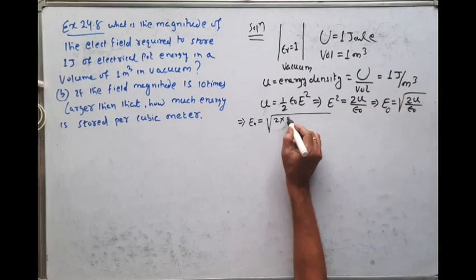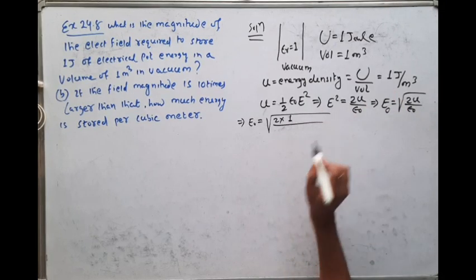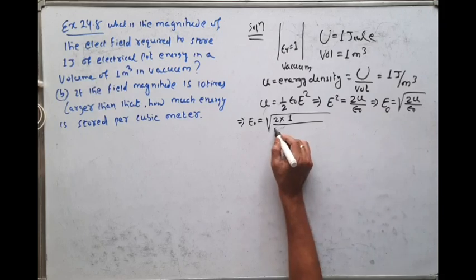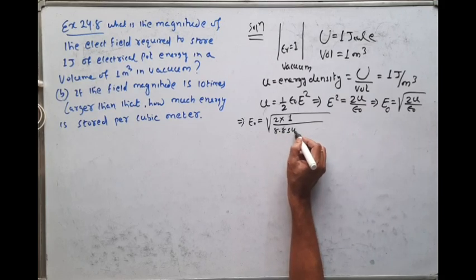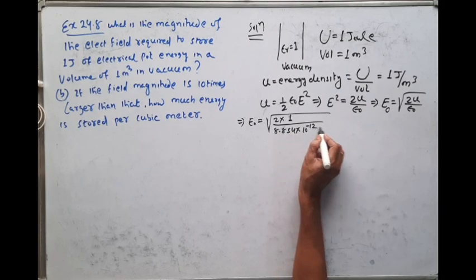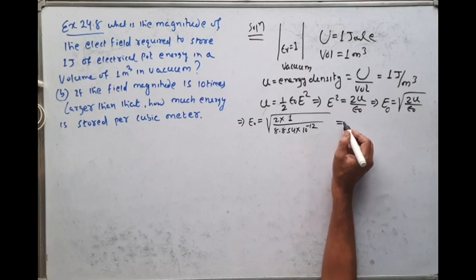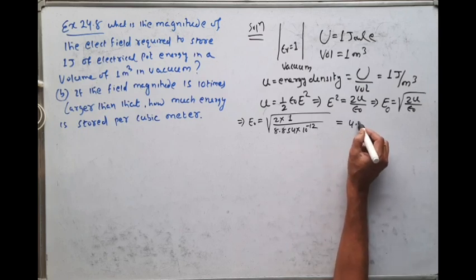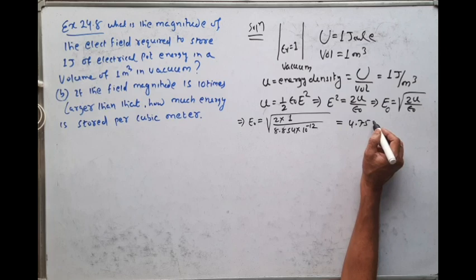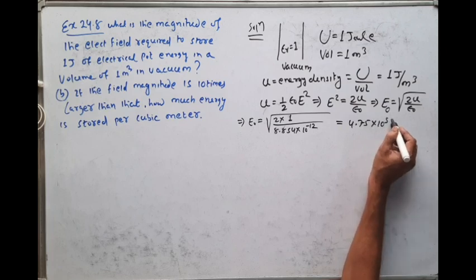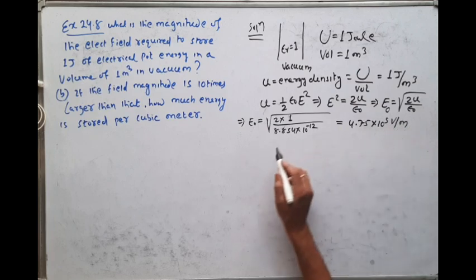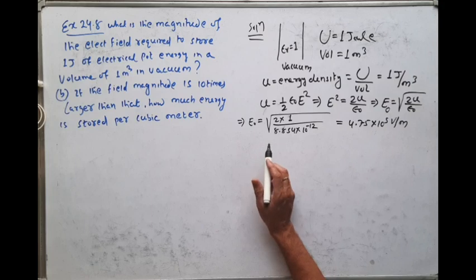U is the energy density, that is 1 joule per cubic meter, divided by epsilon naught, which is equal to 8.854 times 10 to the minus 12. If we calculate, I think it will come to 4.75 times 10 to the power of 5 volt per meter. So this is the electric field.